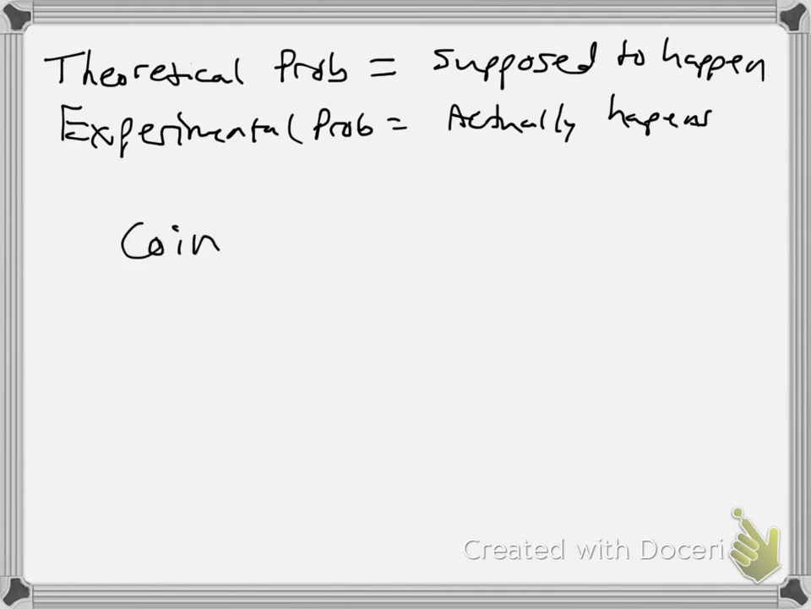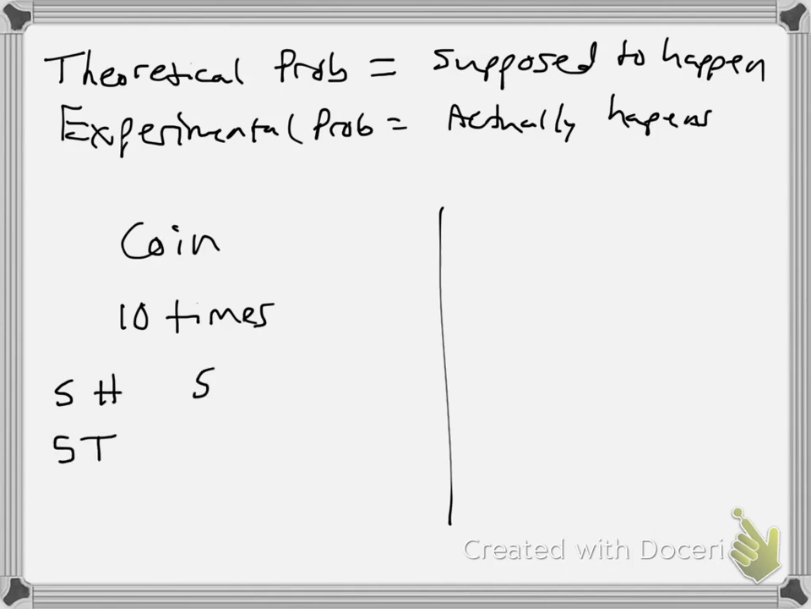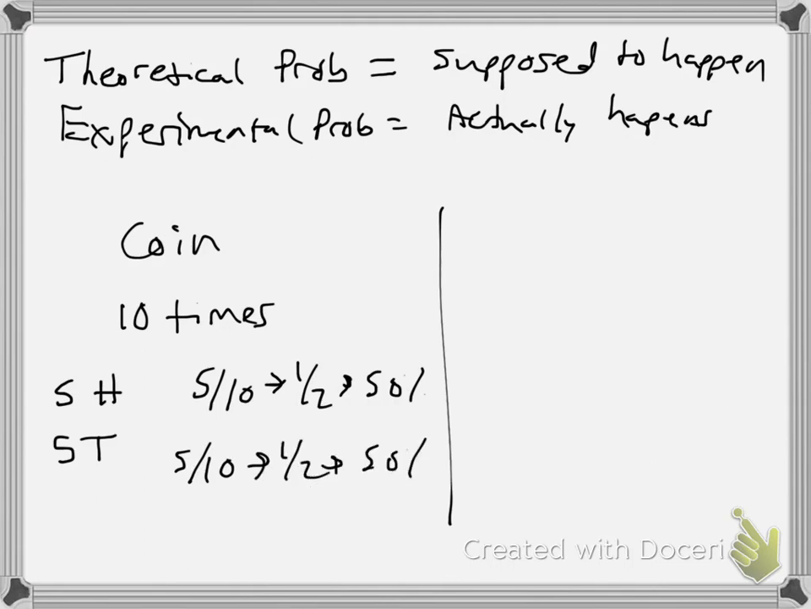If I flip a coin 10 times, how many times am I supposed to get heads? Hopefully you say 5 times I get heads and 5 times I get tails. Meaning I get 5 in 10, which is 1/2, which is a 50% chance of heads, or 5/10, 1/2, 50% chance of tails. And that's theoretical. That's what's supposed to happen. So this is in theory, theoretical.